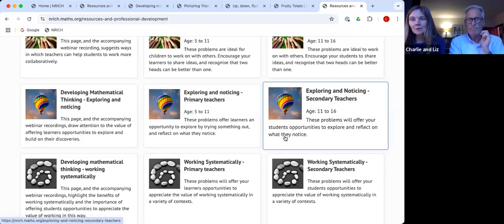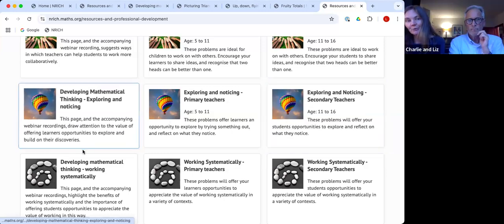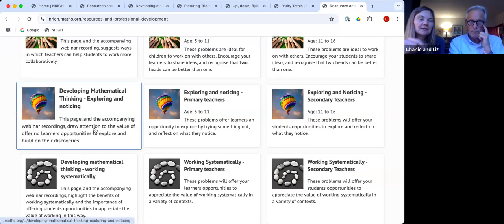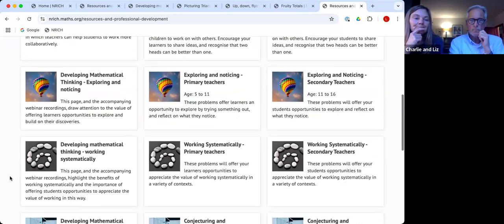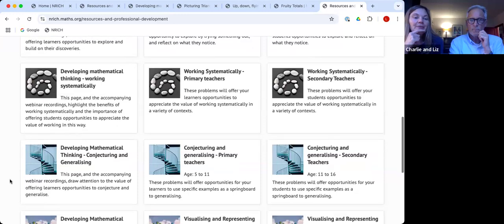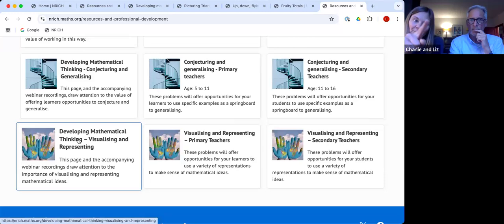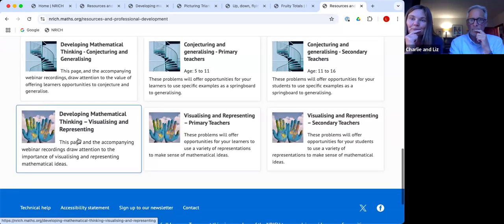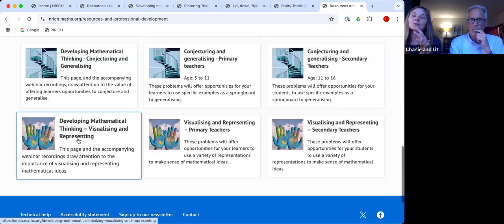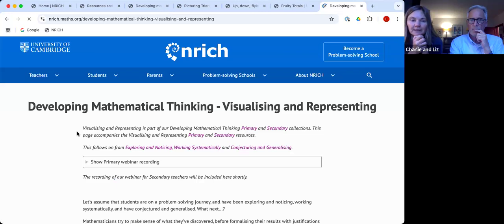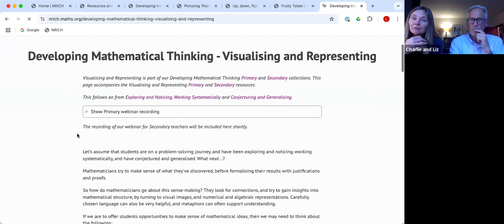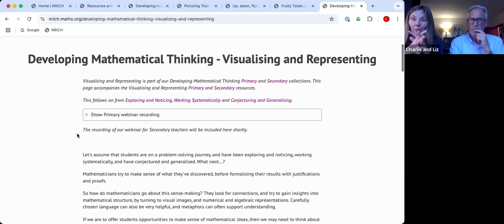Those processes of working through a problem, the mathematical thinking skills, you can see on the left hand side. So we start off with exploring and noticing, working systematically, conjecturing and generalizing, and then today's focus, visualizing and representing. The resources in the left-hand column will take you to a guidance page, where we're offering some thoughts on how you can best support your students to develop those aspects of mathematical thinking. And in the previous three, you'll already find recordings of our webinars.